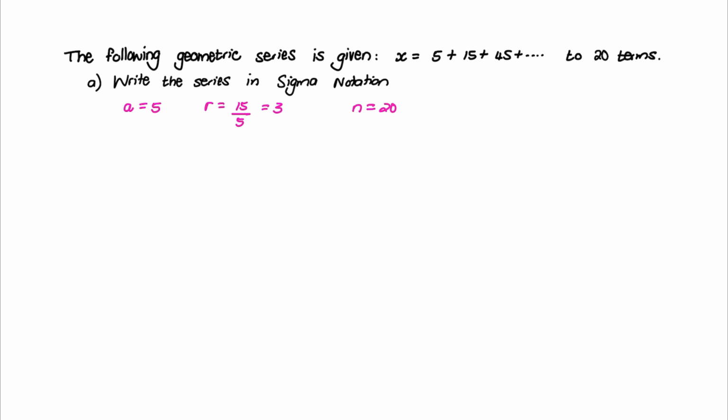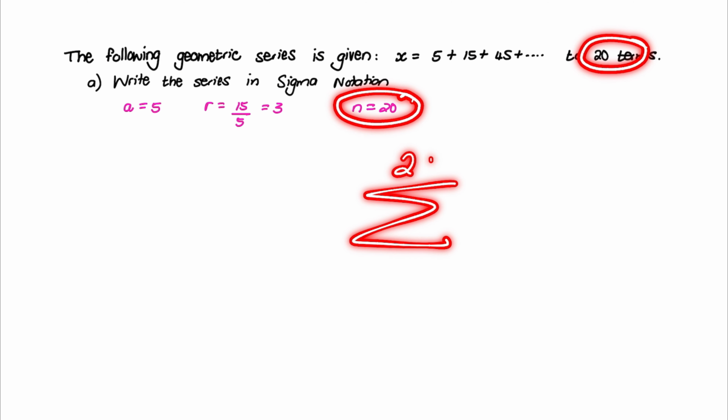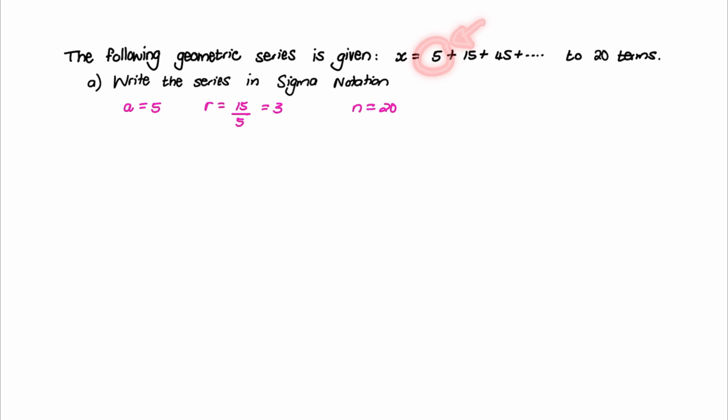So from the information given, we have n equal to 20, and that will represent our upper limit. For the lower limit, we'll have 1 because we start at term 1. Next, we have the first term, a, which is equal to 5. Now we need to establish, are we dealing with a constant difference between terms or a constant ratio between terms? Can you see, from 5 to 15 to 45, we are multiplying by 3 every time. So it is a constant ratio between terms.